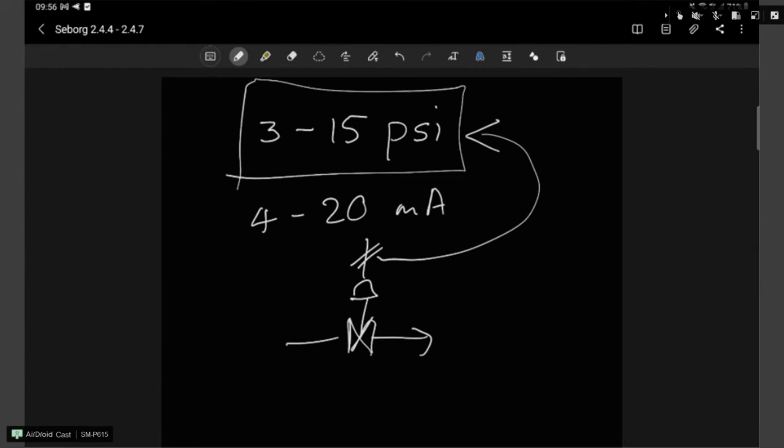Because it's standardized by Americans and so forth, 3 to 15 psi will be used for all pneumatic valves, or the pressure range of all pneumatic valves. And then this 4 to 20 milliamp signal, I assume you might be more aware of that, because that is the industry standard for electronic signals.